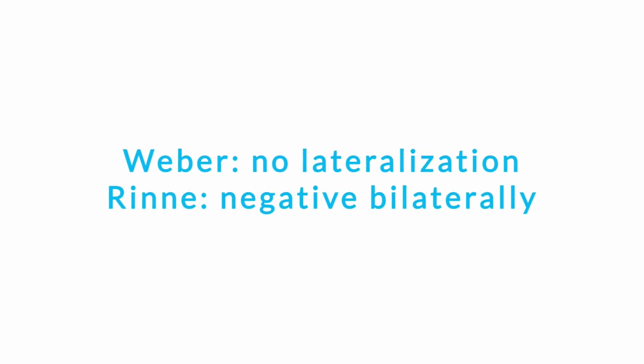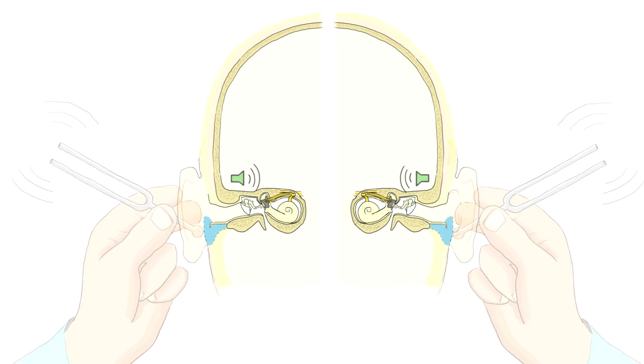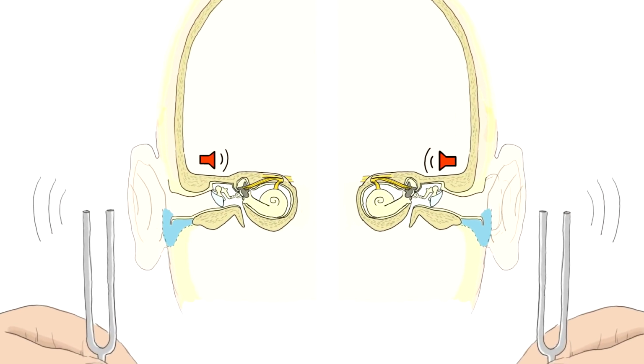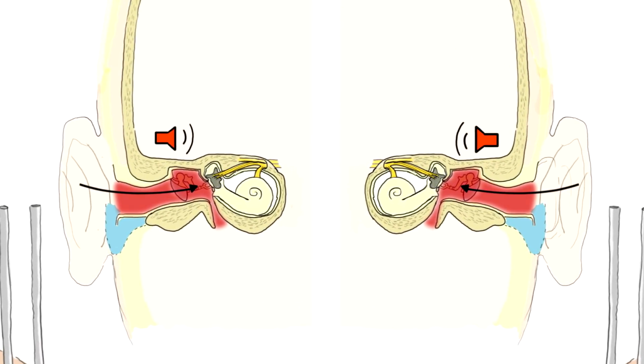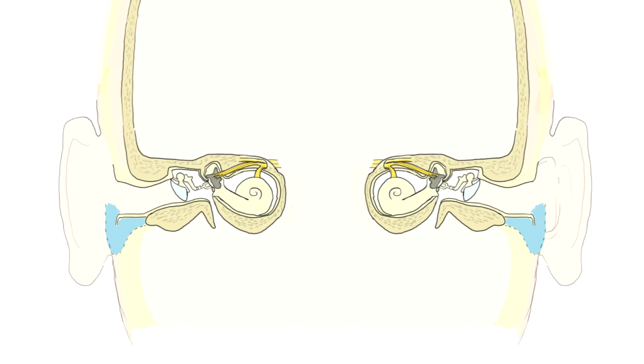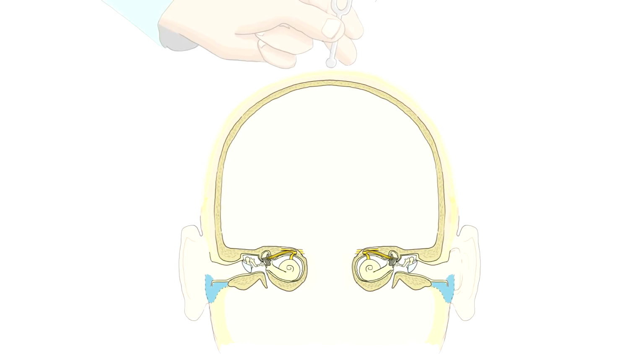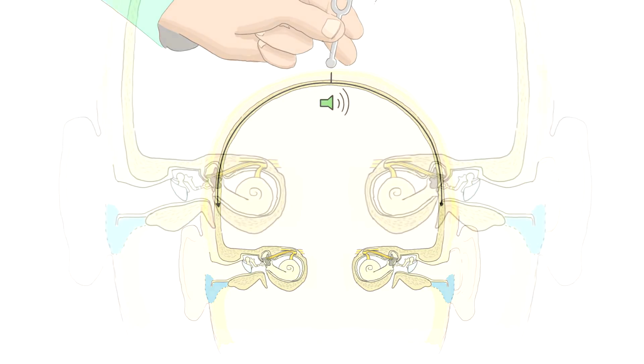Weber, no lateralization. Rinne, negative bilaterally. Contrary to the last case, the bilaterally negative Rinne test means that air conduction is inferior to bone conduction on both sides, indicating conductive hearing loss. The unremarkable Weber test points to a symmetrical conductive hearing loss.